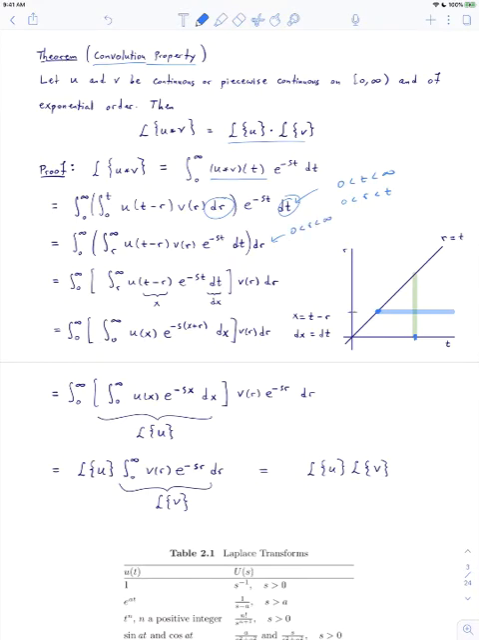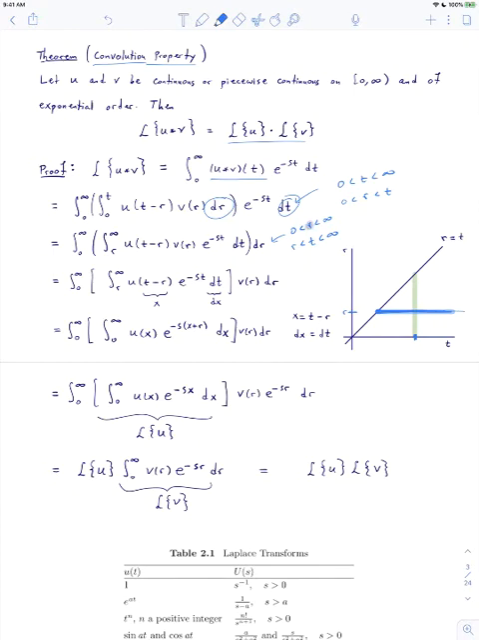So let's pick this r here. Let's pick that r. And now we're going to allow t to vary. Now t can only vary along this horizontal line. The smallest it can be is r, and the largest it can be is infinite, like so. So that's what gives us these limits of integration here.